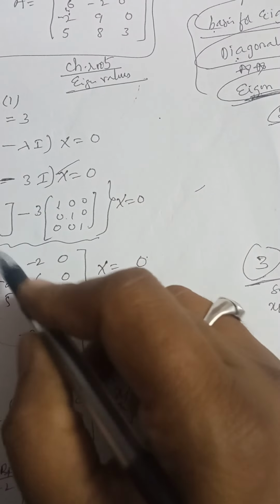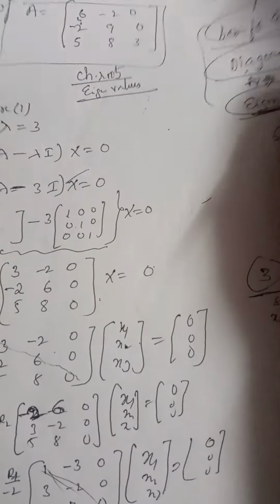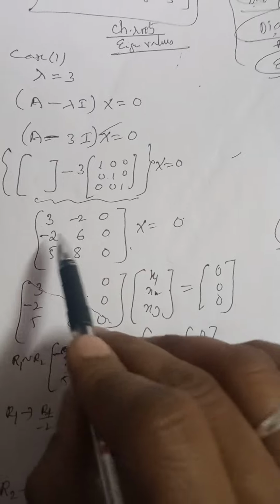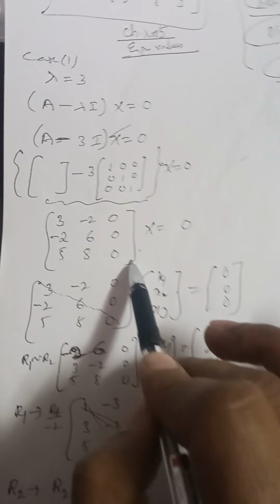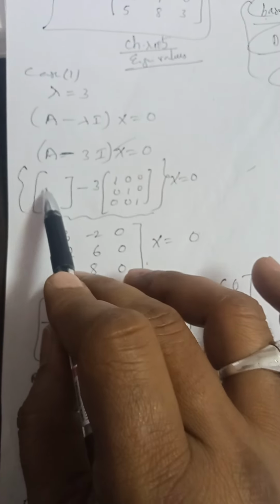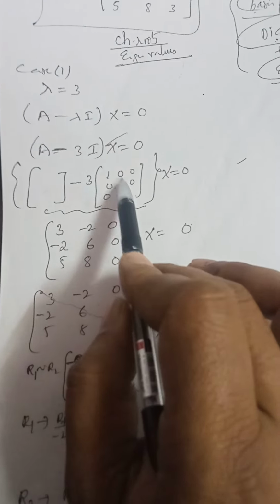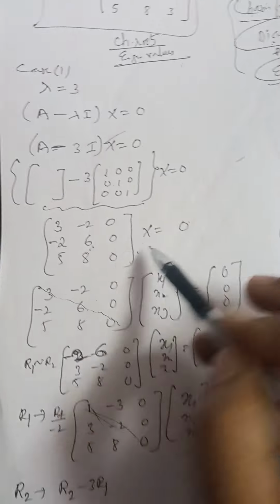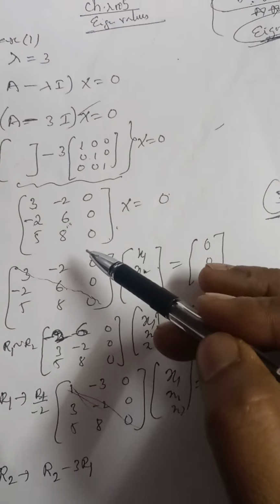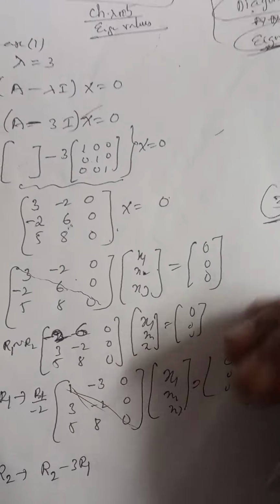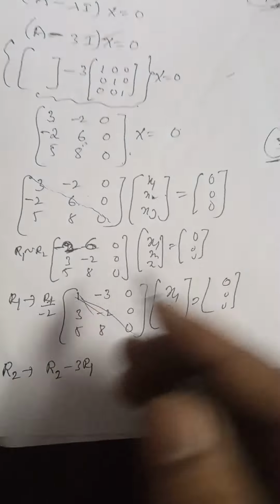So you know how to write the steps, right? Please do not skip the steps. Once again I am requesting you. Now the matrix is 3 minus 2, 0, 2 minus 2, 6, 0, 5, 8, 0. If you write A, multiply 3 inside and then subtract, you will get this matrix. What is x? x1, x2, x3. Why 3 variables? Because it is of order 3 by 3. If it is of order 2 by 2, we have to take x1, x2, right?